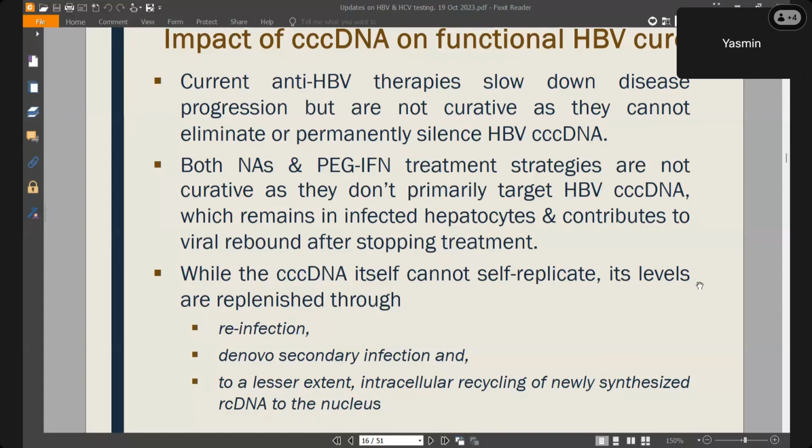In other words, you have got the nucleotide analogs, you've got the PEG interferon, right? Unfortunately, those strategies are not curative because they do not primarily target the HBV cccDNA. In other words, this DNA actually remains in the infected hepatocyte and ironically contributes to the rebound phenomena after stopping treatment. Now, while this cccDNA cannot self-replicate, its levels can actually be replenished either through reinfection or secondary infection. And sometimes, all right, it rarely happens, but you get intracellular recycling of newly synthesized rcDNA, that relaxed DNA, in the nucleus.